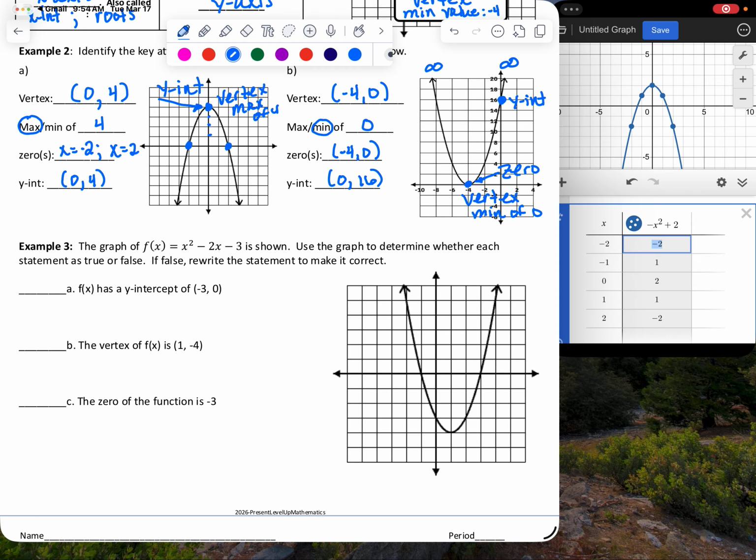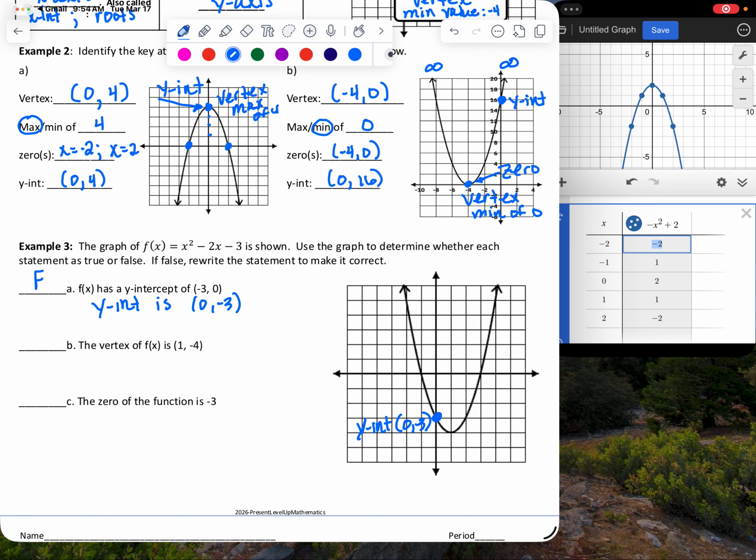So let me find the y-intercept. It is right here. Now that's on my y-axis. So if I labeled it, it would be 0, -3. And I'm going to go ahead and put y-intercept. So was the y-intercept -3, 0? Nope, that was false. So they want us to correct it. So the y-intercept is 0, -3. So they were trying to trick you on that one. Hopefully you did not fall for it.